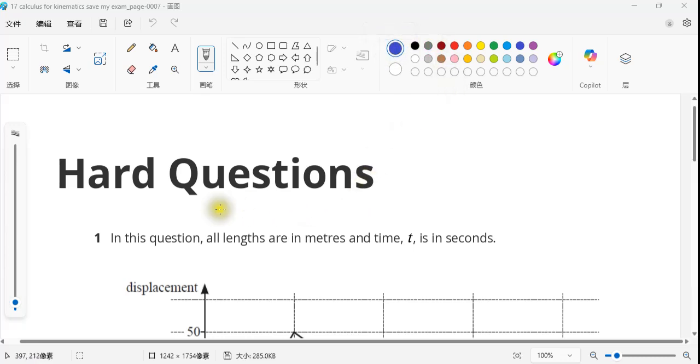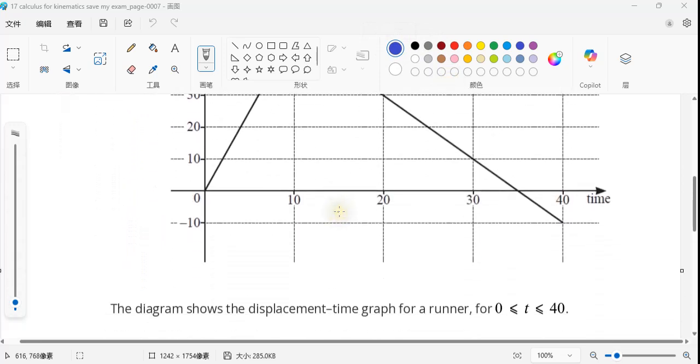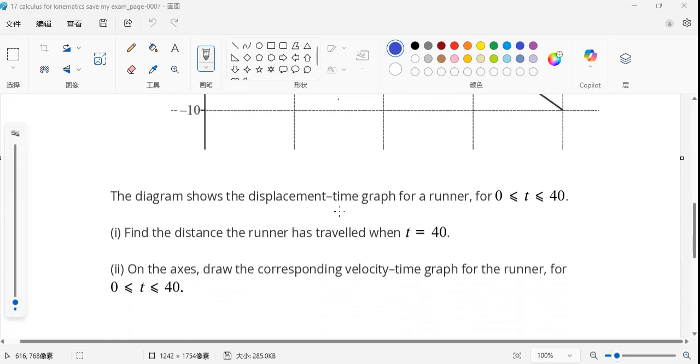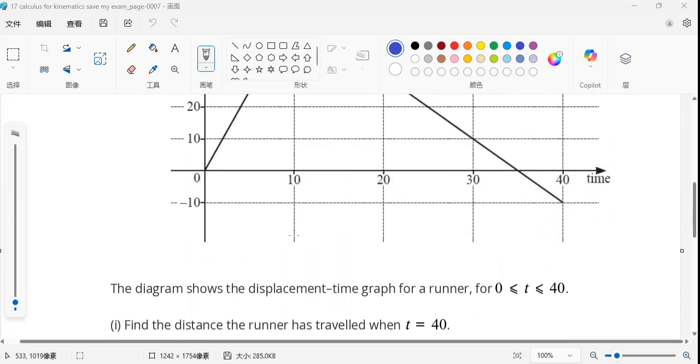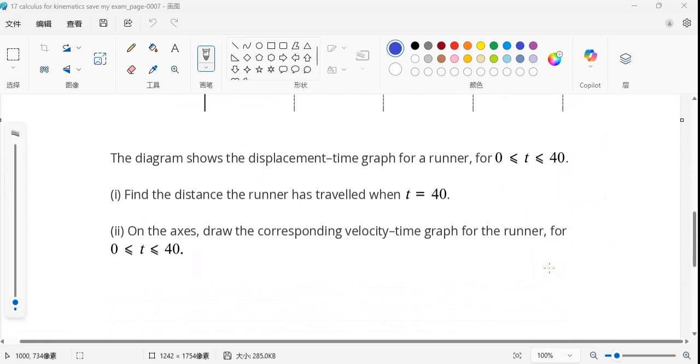In this question, all lengths are in meter and time in second. The diagram shows the displacement-time graph. Find the distance the runner has traveled when t equals 40. So from 0 to 50, and then 50 to negative 10. So 50 meter, and then 50 meter, and then 10 meter. So it will be 50 plus 50 plus 10, then it's 110 meter.